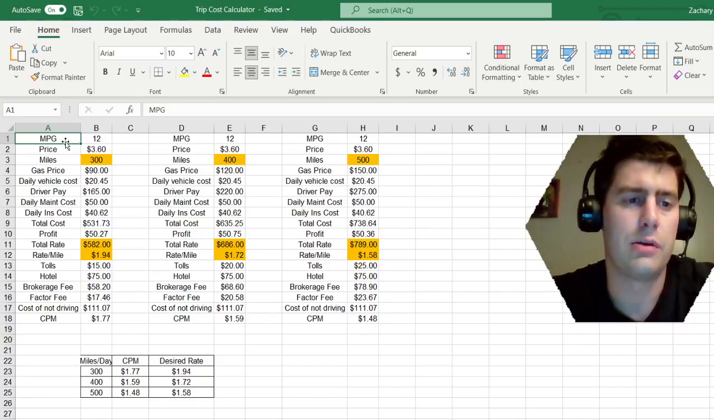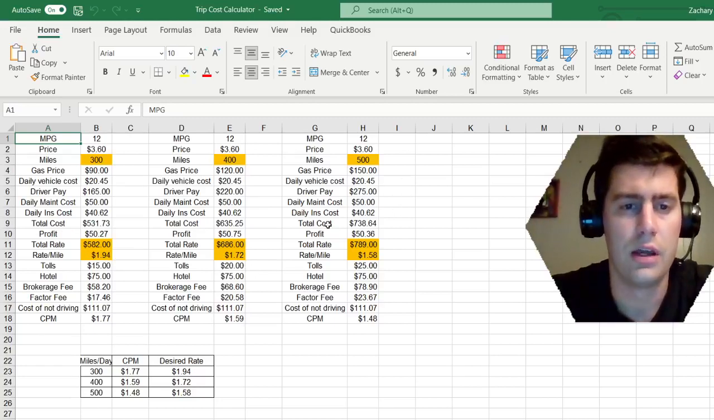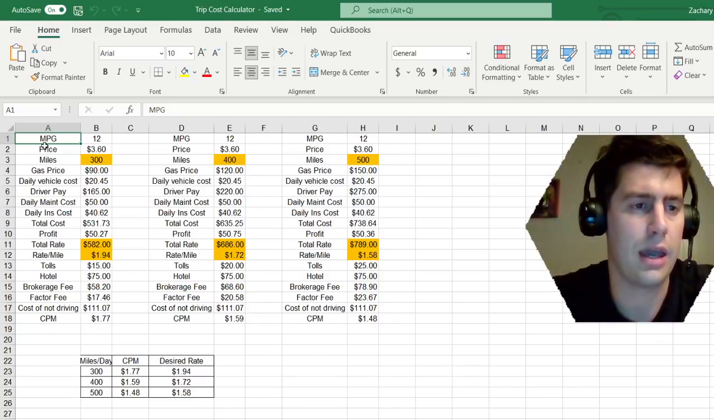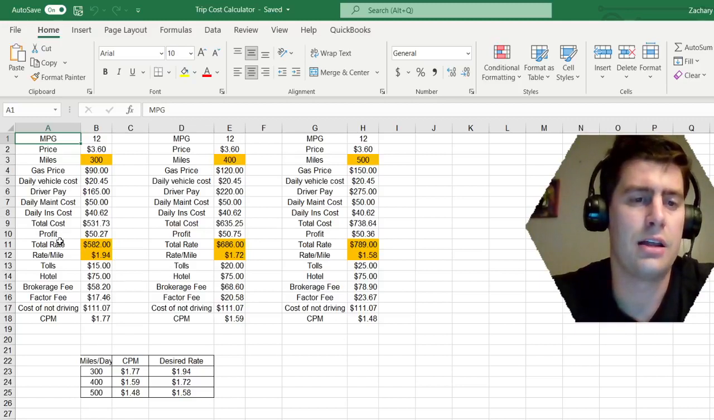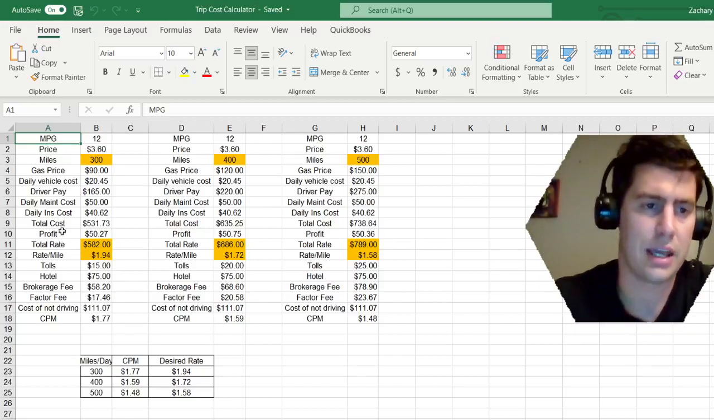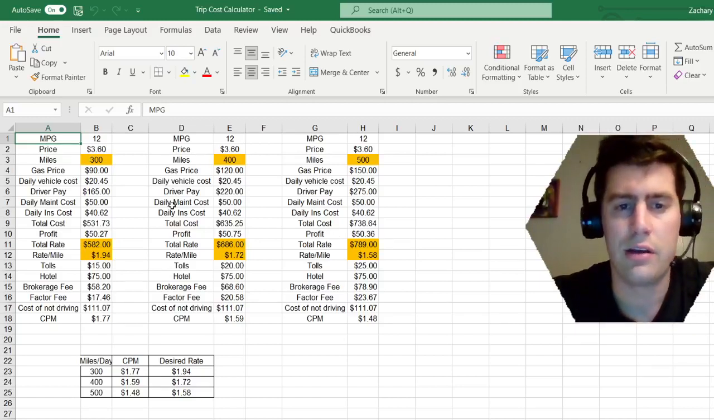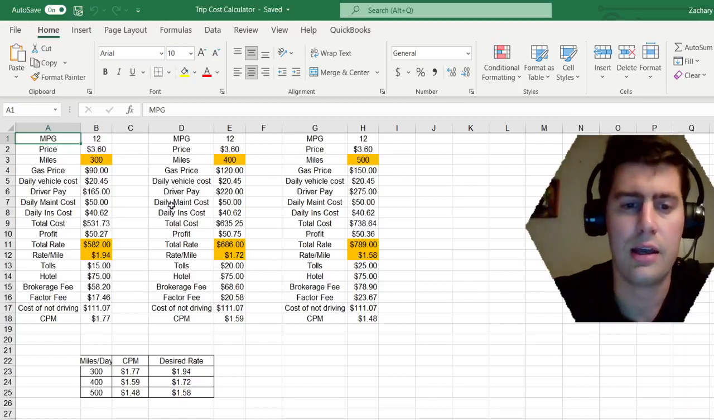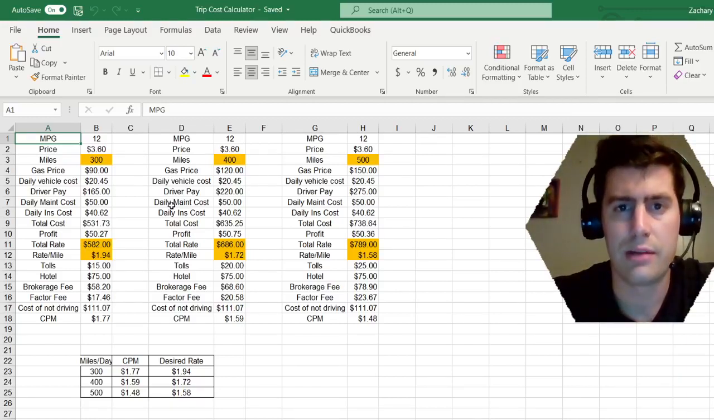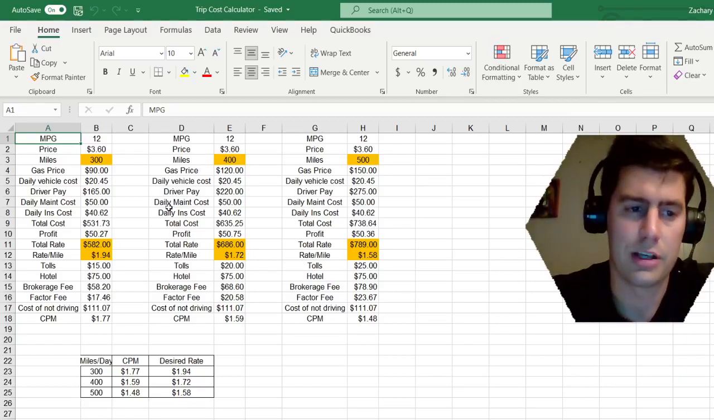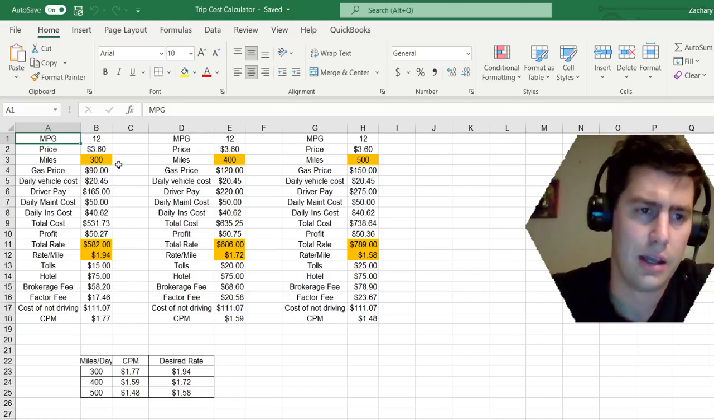So a few things go into it. So you'll see three different kind of groups here, and they're based on the amount of miles I'm driving per day. So if I drive 500 miles per day, my cost per mile is going to be a lot different than if I'm only driving 300 miles per day. And I'll get into that in more detail.